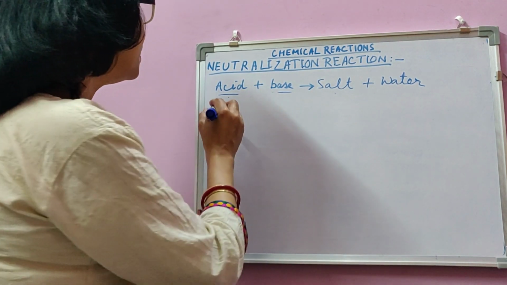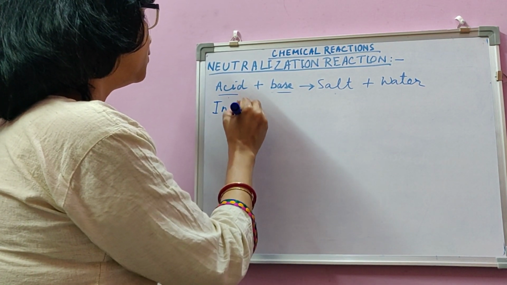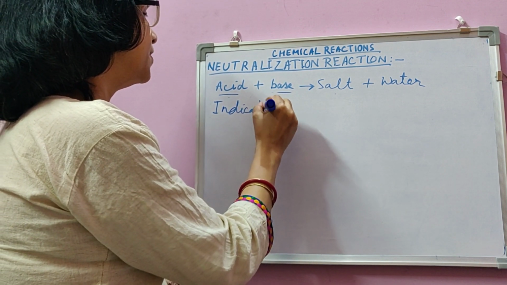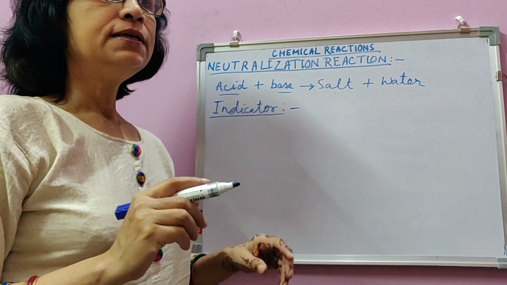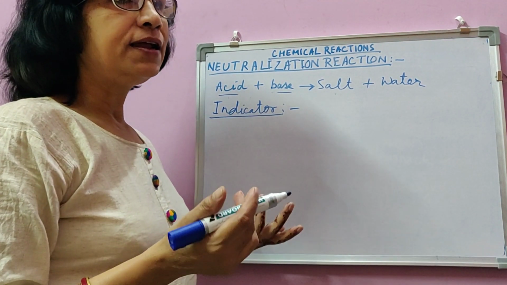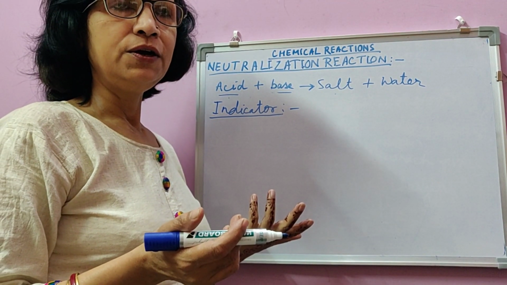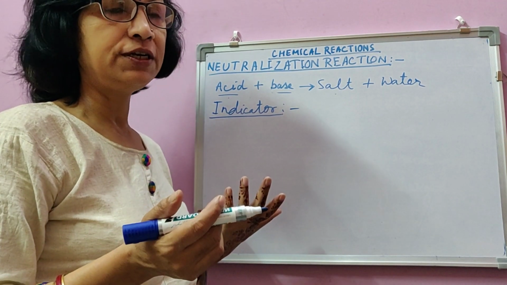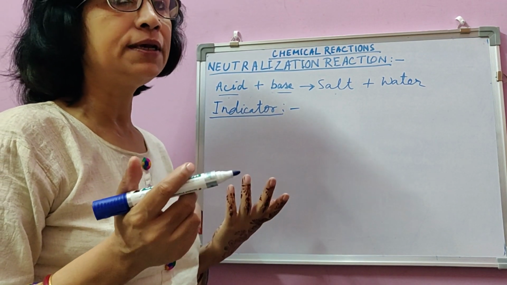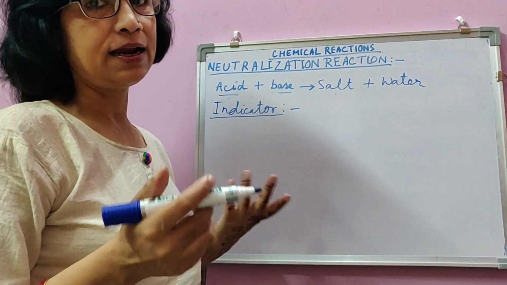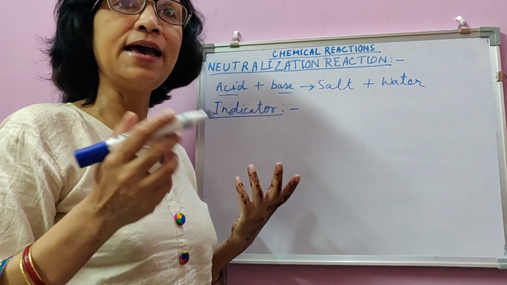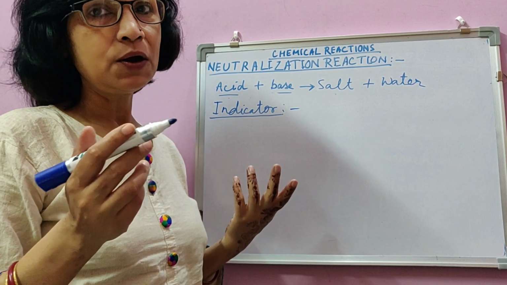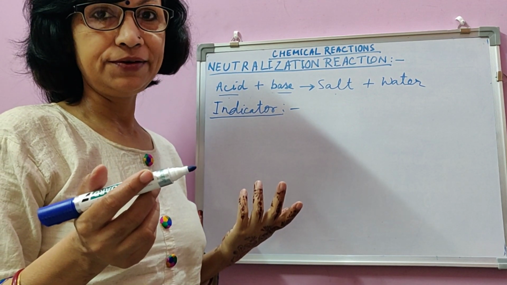Okay, there is a term which you were told in class 7 as well: indicator. An indicator is a substance that tells whether an aqueous solution, or a substance in water solution, is acidic or basic by changing its color. In this way, it indicates that it is acidic, basic, or neutral by nature.